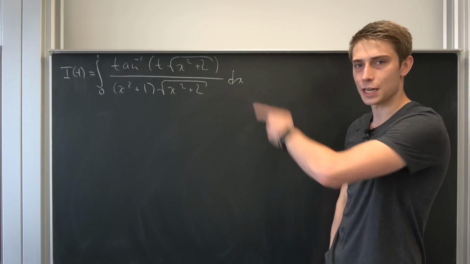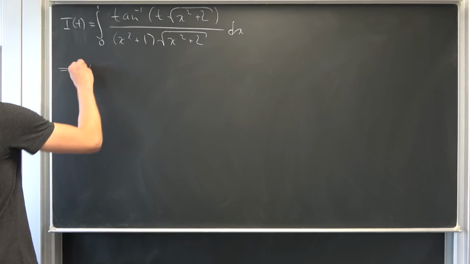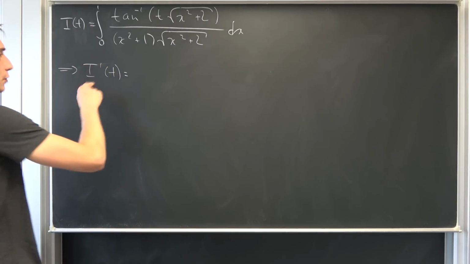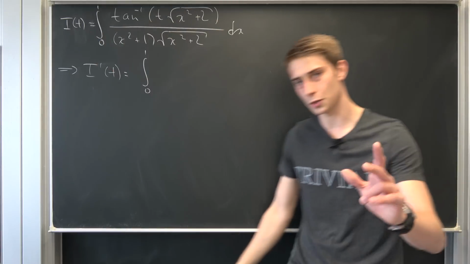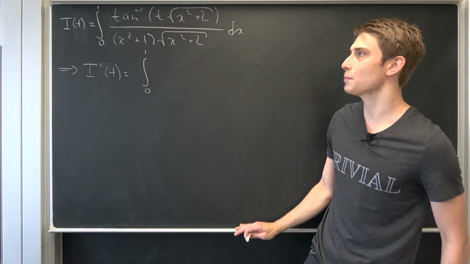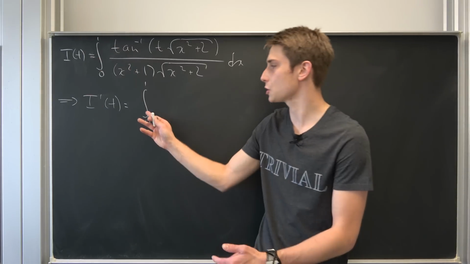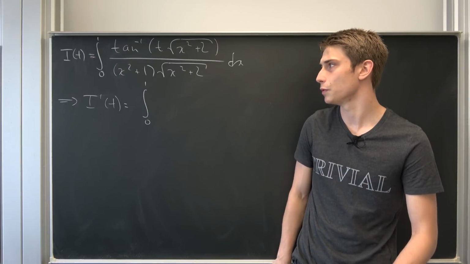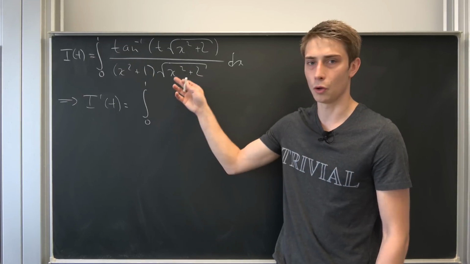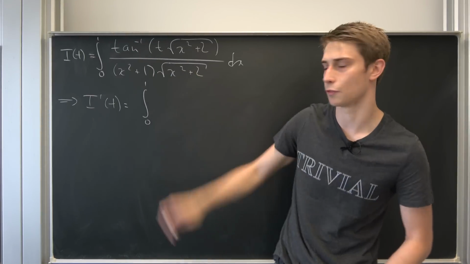So why not differentiate this thing right here with respect to t? That also means I prime of t, the differential of that thing, is nothing but the integral from 0 to 1. And at this point we can use the special case of the Leibniz rule for integration because the upper and lower bounds are independent of t, so we can interchange this integral sign and this differential and turn this into a partial derivative. And also, this whole 1 over stuff is not dependent on t, so let's bring it in front.